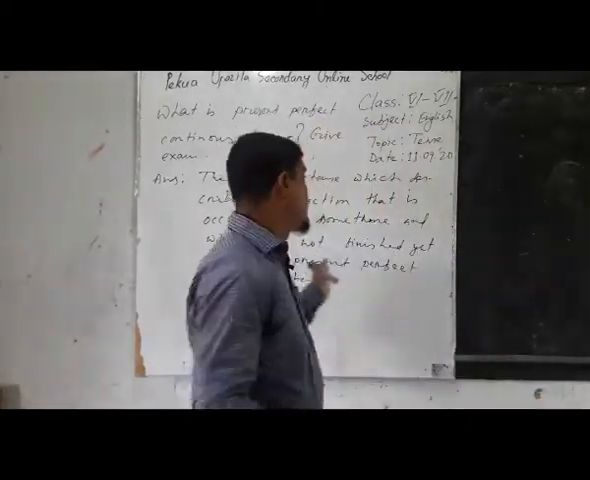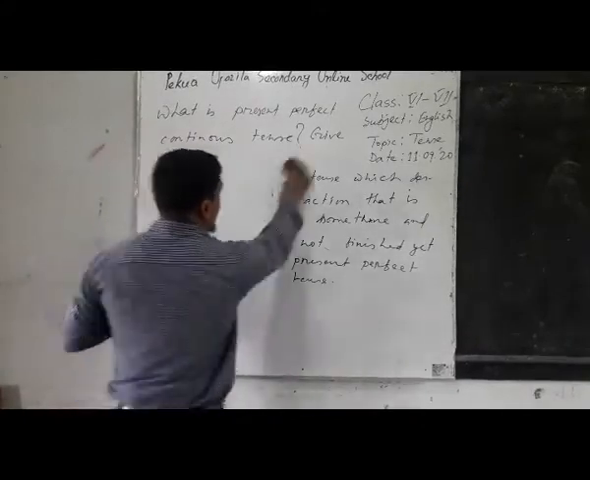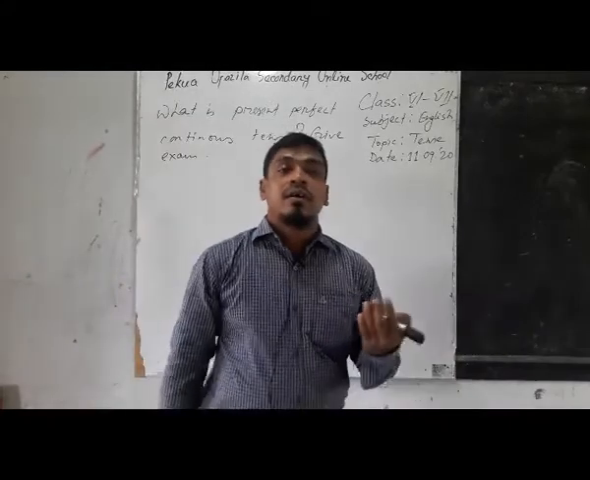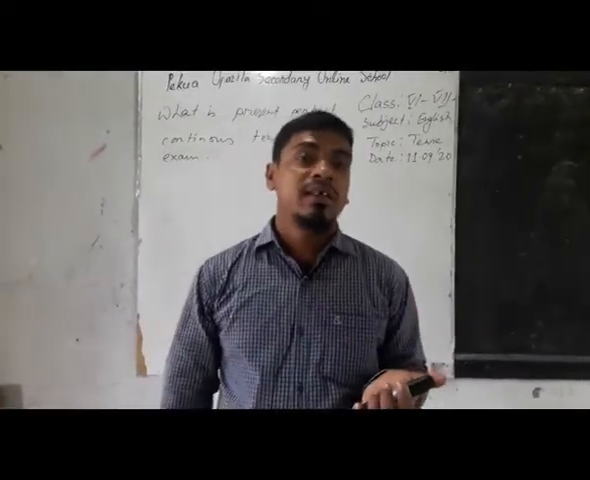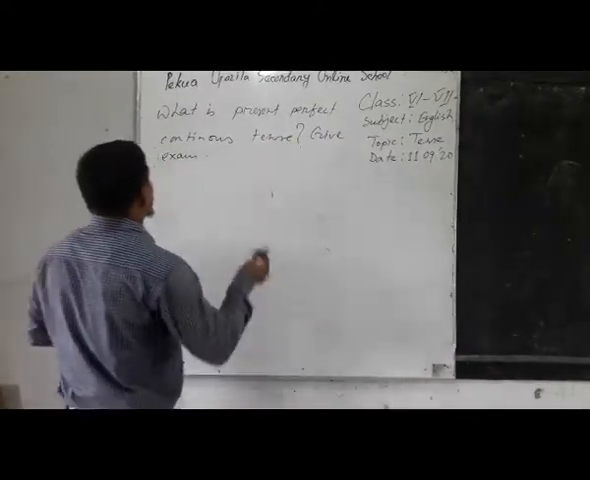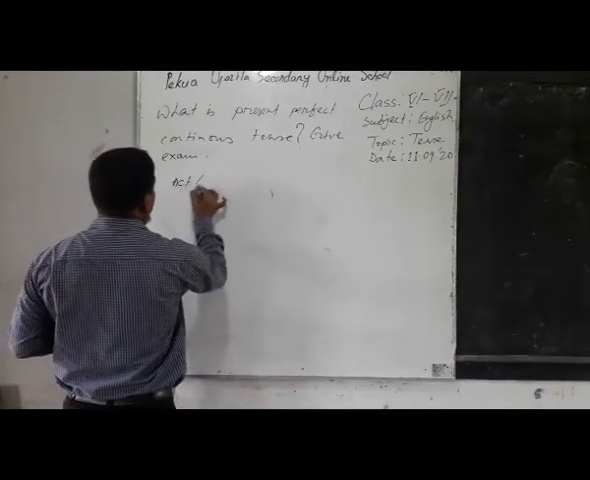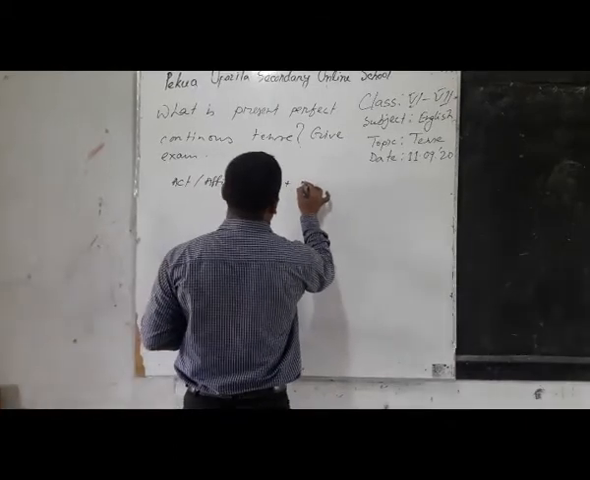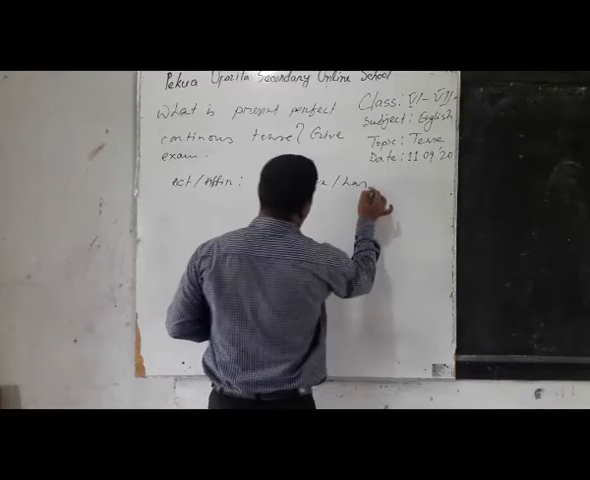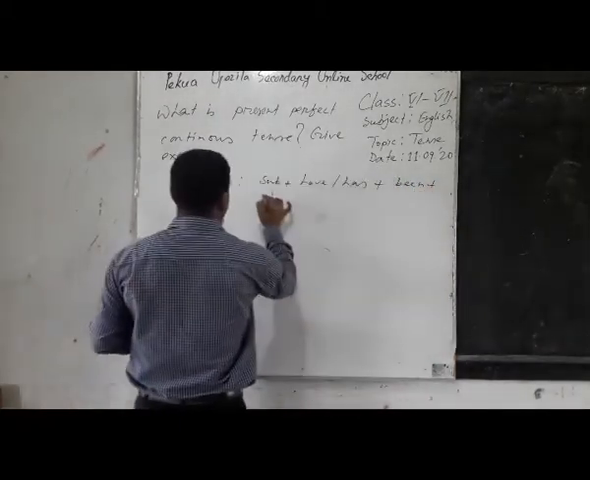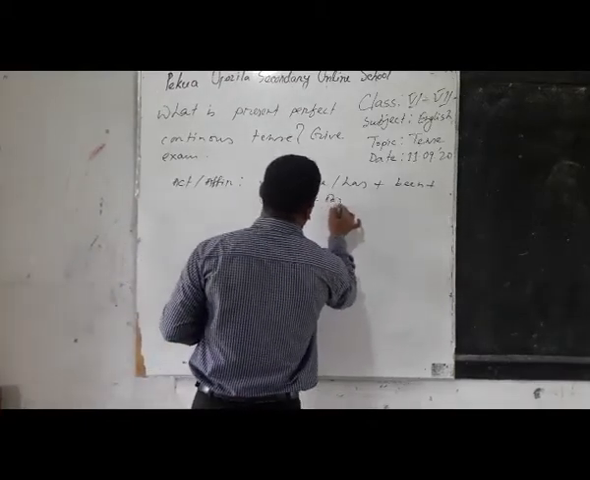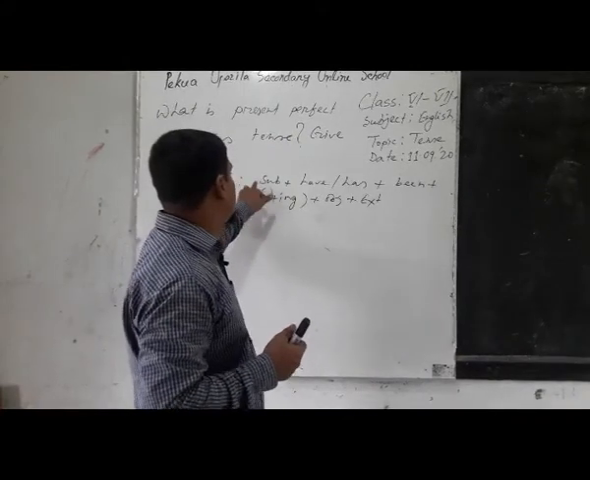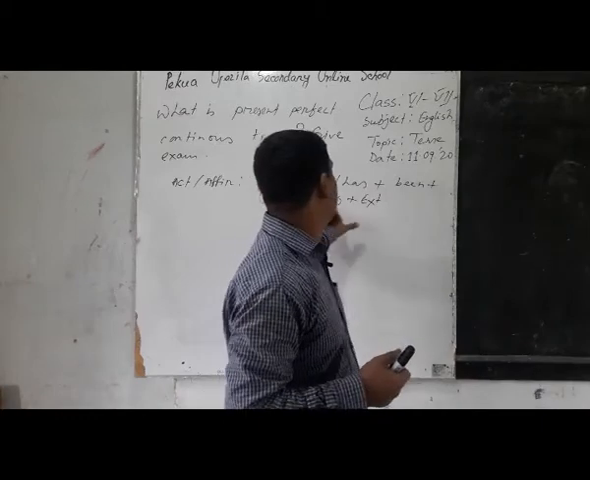If you understand this definition, then it will help you to understand the structure also. This present perfect continuous tense has only 4 structures. The previous 3 had 5 structures, but this tense has only 4 structures. First one is active or affirmative, which starts with subject plus have or has plus been plus verb plus ing plus object plus extension. Dear students, this example is also very important for you.